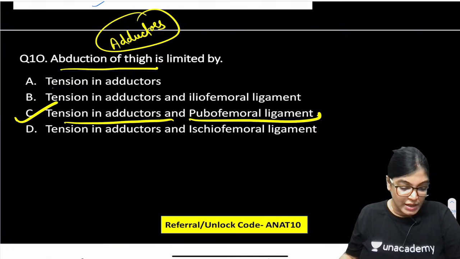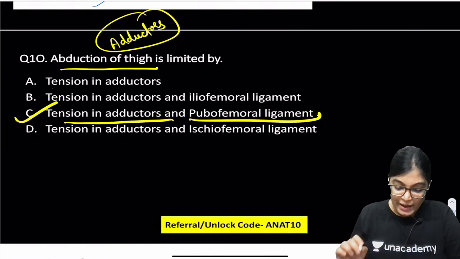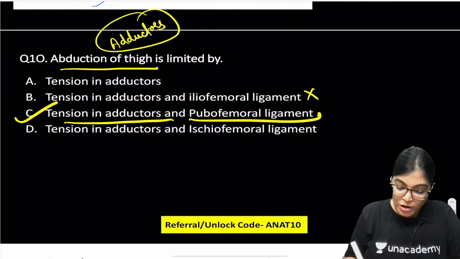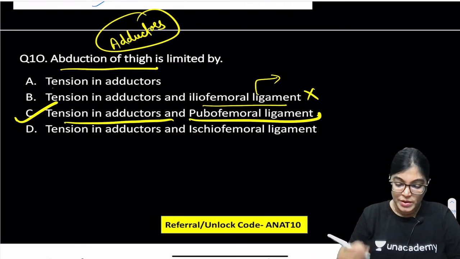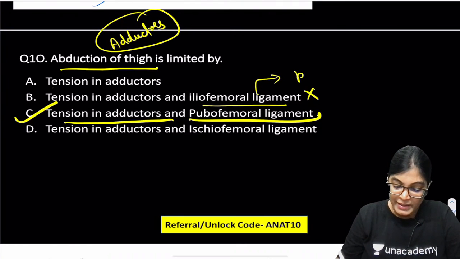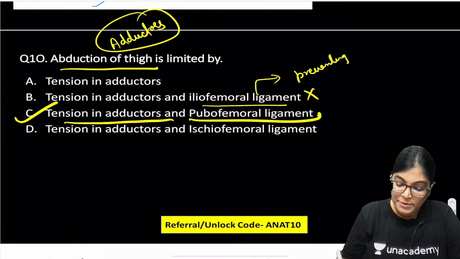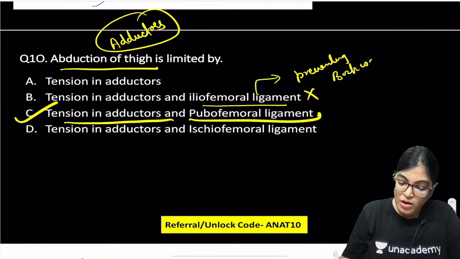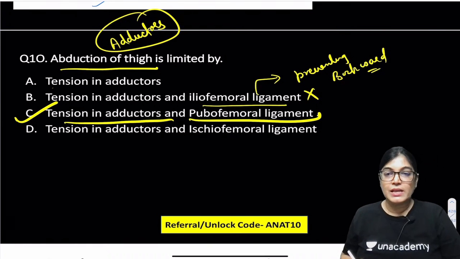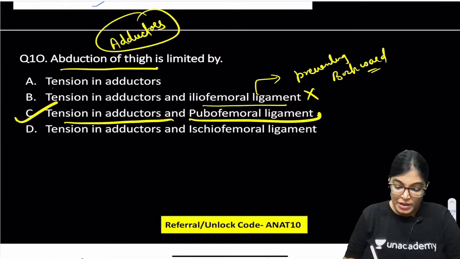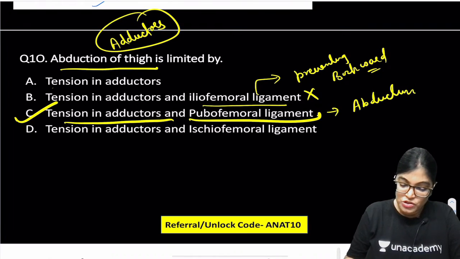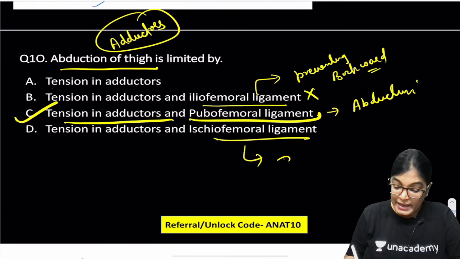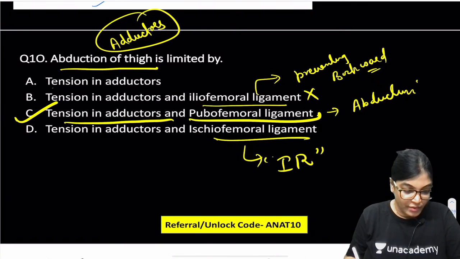Let me explain you. Iliofemoral will not be correct. Iliofemoral, I will explain you. Iliofemoral not. Why? Because iliofemoral is limiting backward. It is preventing backward fall of the person when he or she is standing erect. Pubofemoral is limiting abduction movement. It is limiting abduction. Ischiofemoral is limiting internal rotation.